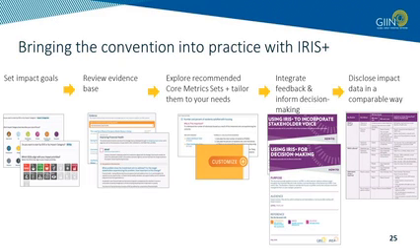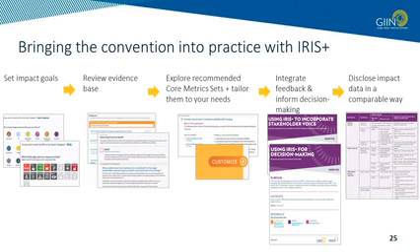But basically, with Iris Plus, you can set and identify your impact goals, either by SDG or by impact category and theme. You can get access to the evidence base so that you can review it, and we saw the importance of that in an example earlier. And you can then explore the core metric set, which is this short list of key indicators.